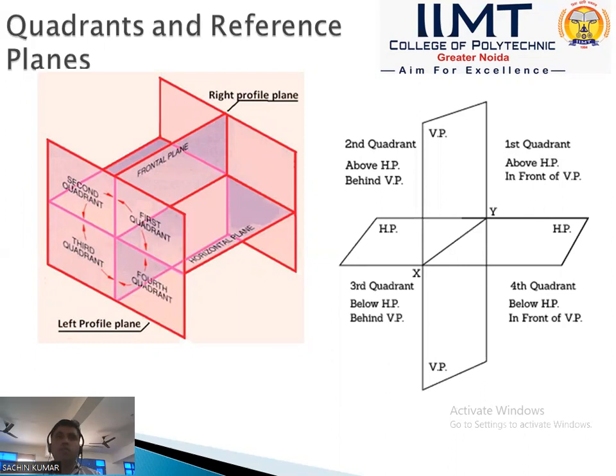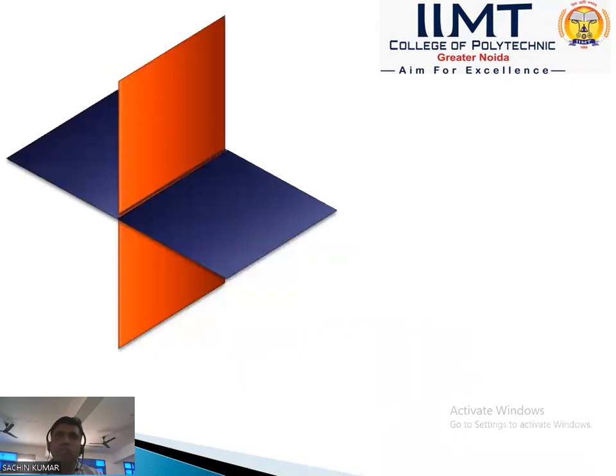If we are given any object, we define in which quadrant the object lies. If any object lies in the fourth quadrant, it means this object is below the HP and in front of the VP. If any object lies in the second quadrant, it means this object is above the HP and behind the VP. First, here is a simple diagram.